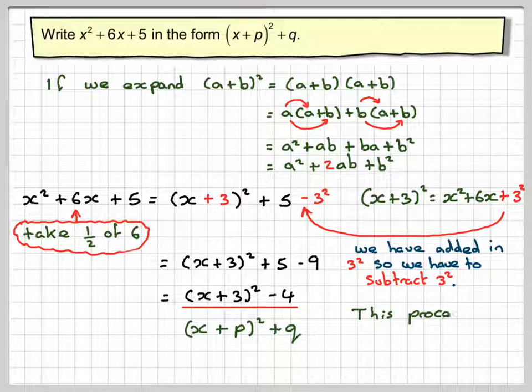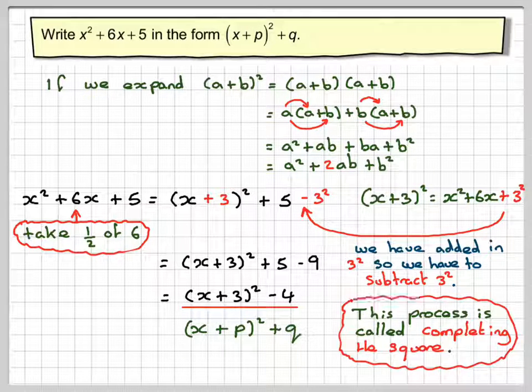Now this process is called completing the square. So if you expand this as it is, it will be equal to this. You'll get back to this. Right, and it's called completing the square because you add something in by writing it in this format. Now the reason for doing that will become apparent later.